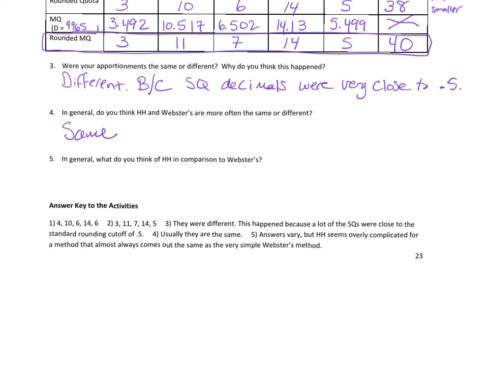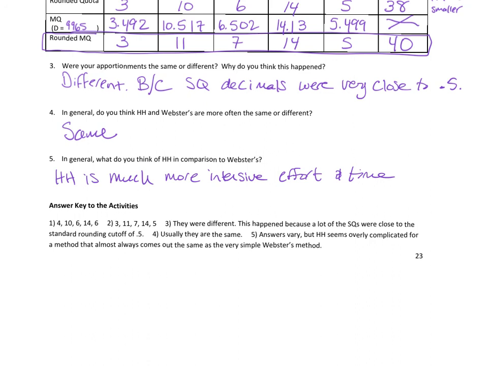In general, what do you think of Huntington Hill in comparison to Webster's? So my mnemonic for how to remember these, with Huntington Hill, I call it what the hill kind of rounding rule is that? Because it's ridiculous. It takes a lot of extra effort, much more intensive effort and time. And the results are almost always the same as Webster's.